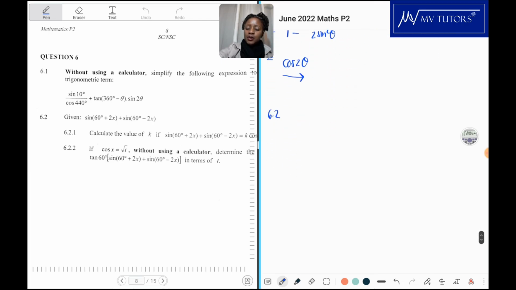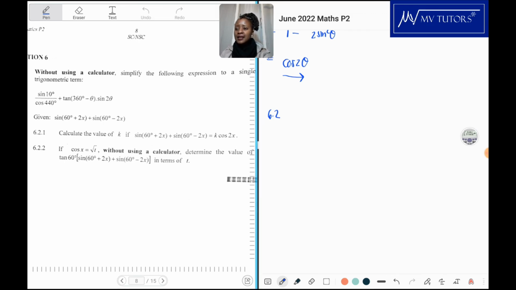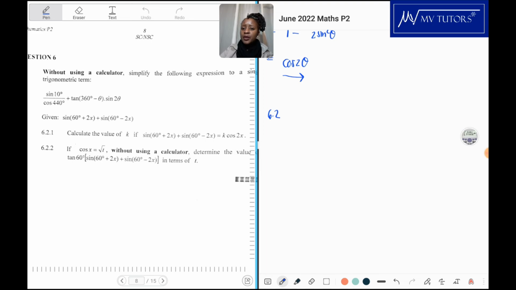Now we have 6.2. So it says given, we have sine of 60 plus 2x and 60 minus 2x. For 6.2.1, calculate the value of k if that whole expression is equal to k times cos 2x. So let us write that expression down. We have sine 60 plus 2x plus sine 60 minus 2x, and that is all equal to k cos 2x.